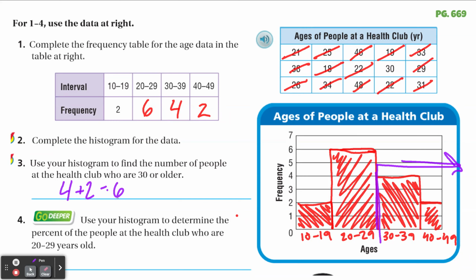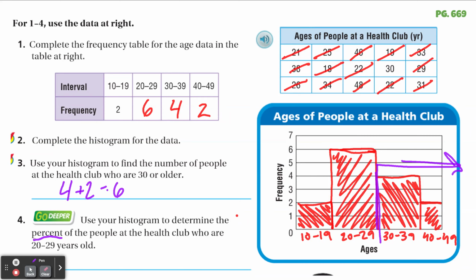All right, the last question is a go deeper. So that means it's going to make us think a little bit more and go a little bit deeper into our math thinking. So it says to use your histogram to determine the percent of the people at the health club who are 20 to 29 years old. So we need to figure out the percent. So we practiced this with our relative frequency tables yesterday.